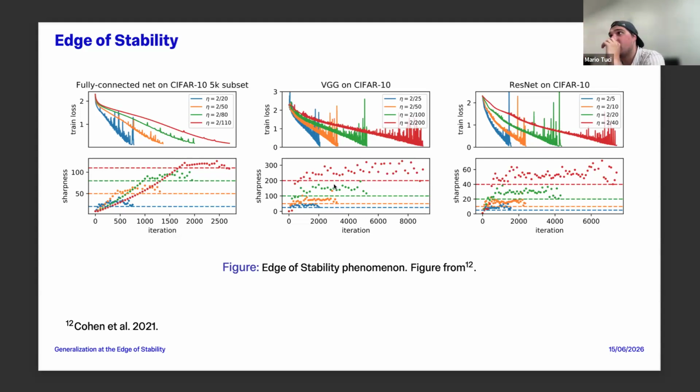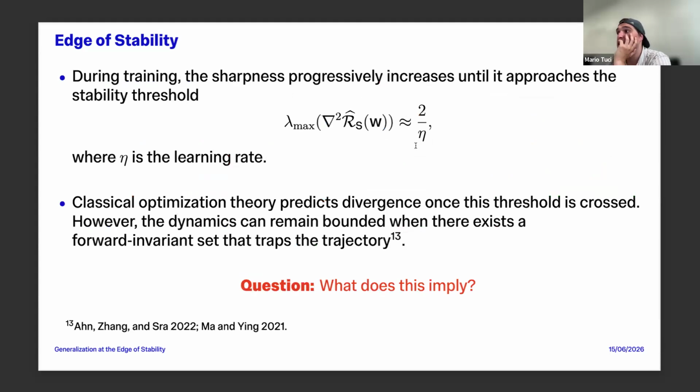But just so you have it in mind, the edge of stability phenomenon means that the largest eigenvalue of the Hessian hovers over this threshold. And this threshold is interesting because it implies that your dynamics is unstable. So here again, a bit summarized: during training, the sharpness progressively increases until it approaches a stability threshold, which is 2 over the learning rate. So the largest eigenvalue does that. Classical optimization theory predicts divergence once this threshold is crossed. However, this somehow doesn't happen. So that raises the question, what does this imply?